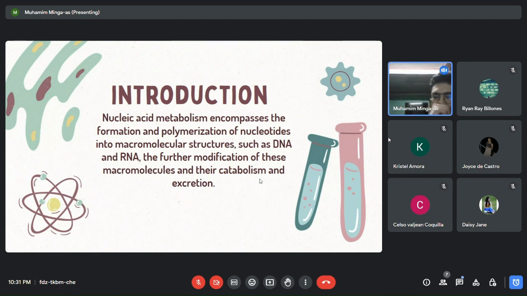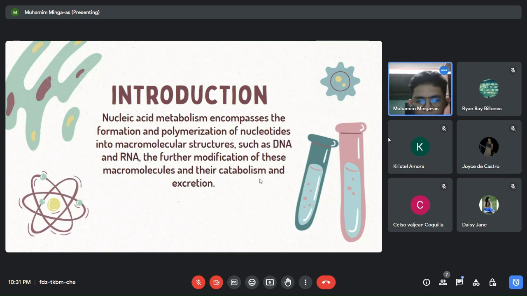What will happen if our nucleic acid metabolism is not present in our body? First, we have genetic disorders. Genetic disorders occur when a mutation affects your genes or when you have the wrong amount of genetic material. Genes are made of DNA, which contains instructions for a cell's functioning and the characteristics that make you unique.